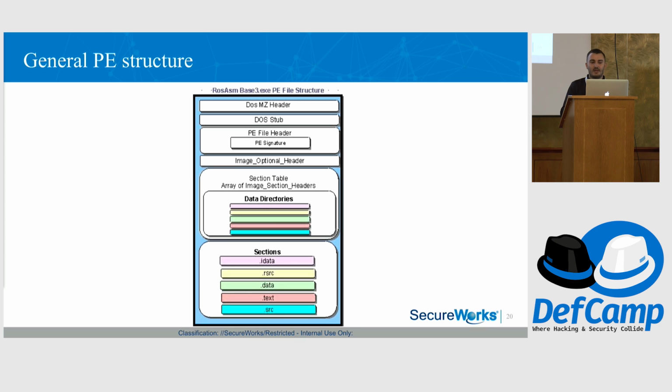For example, .rdata is a section that contains read-only data, .data is, I think, read-write data, and the .text section contains the actual code of the application.